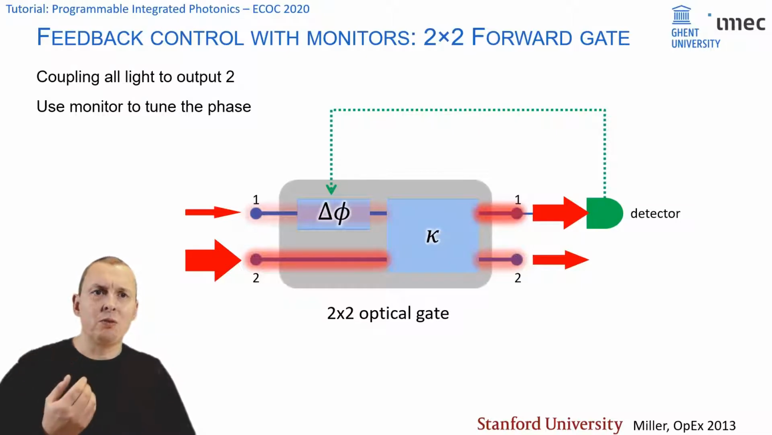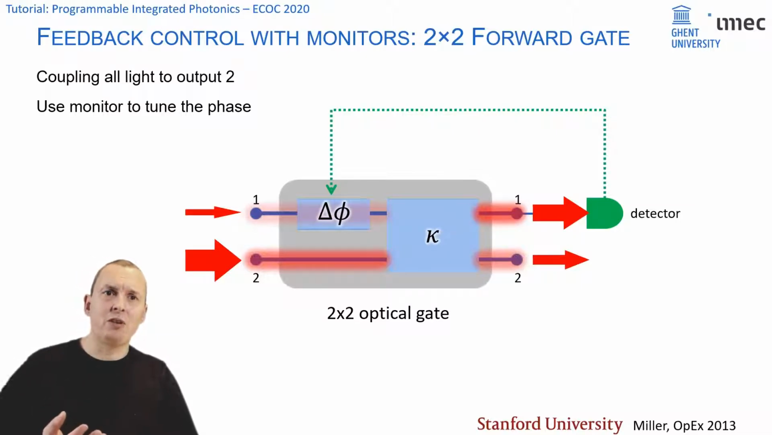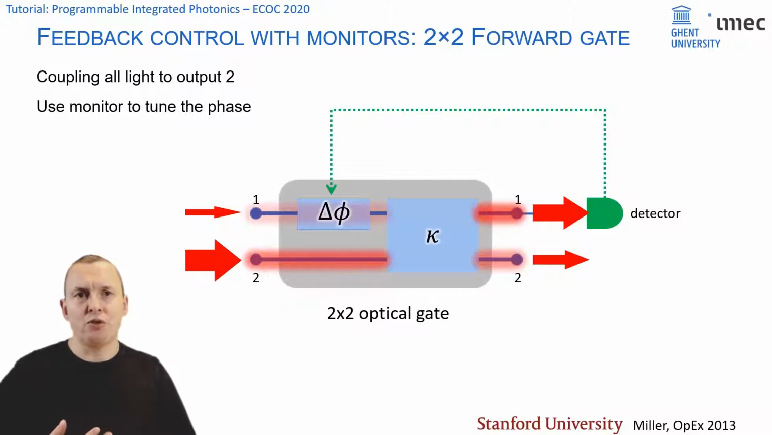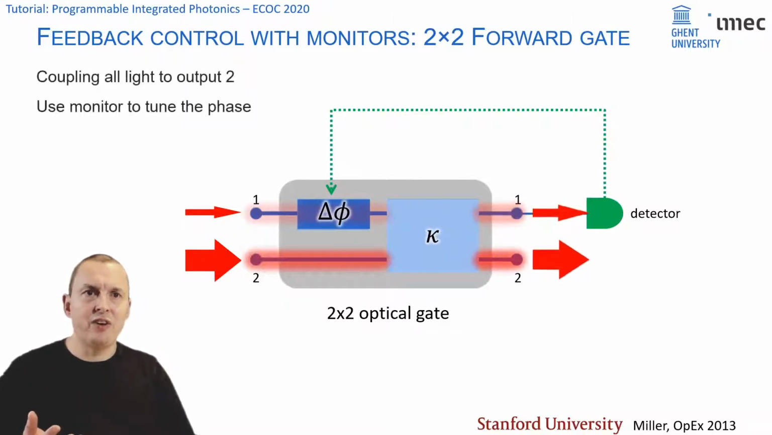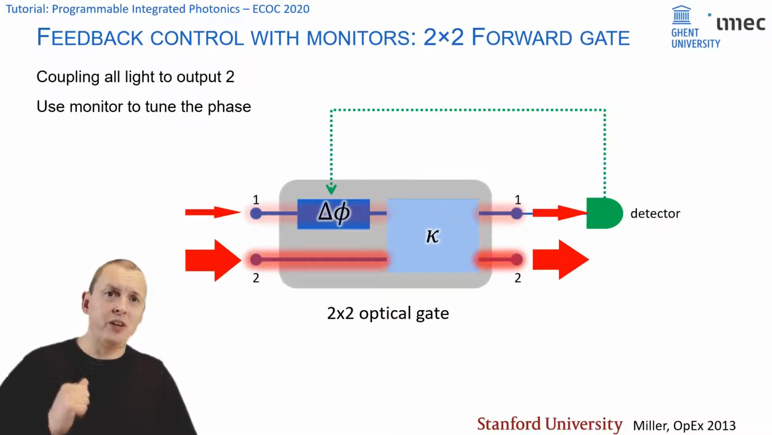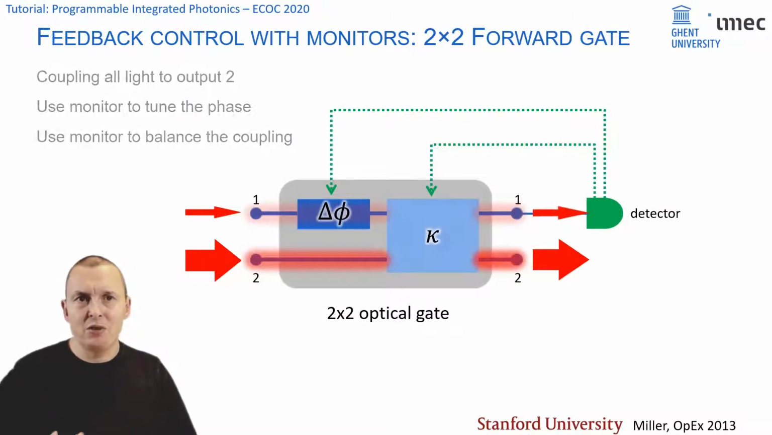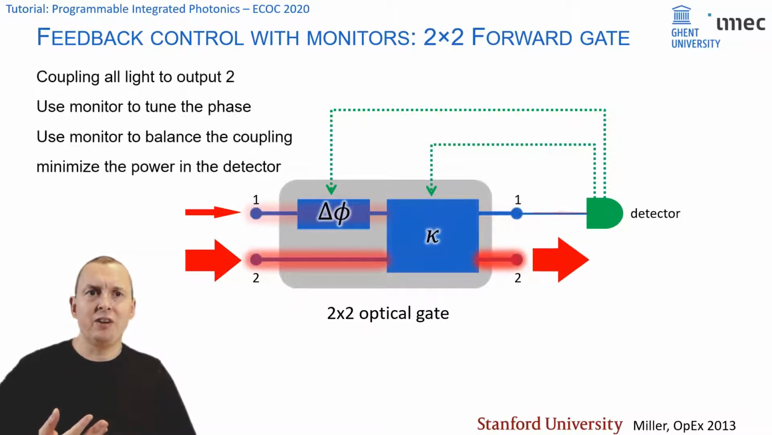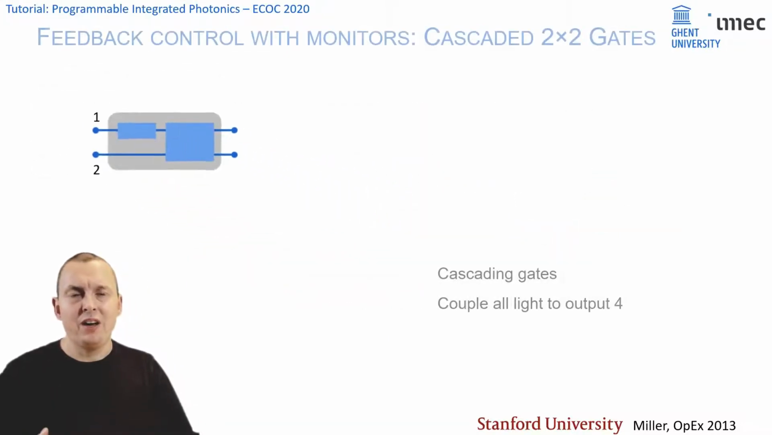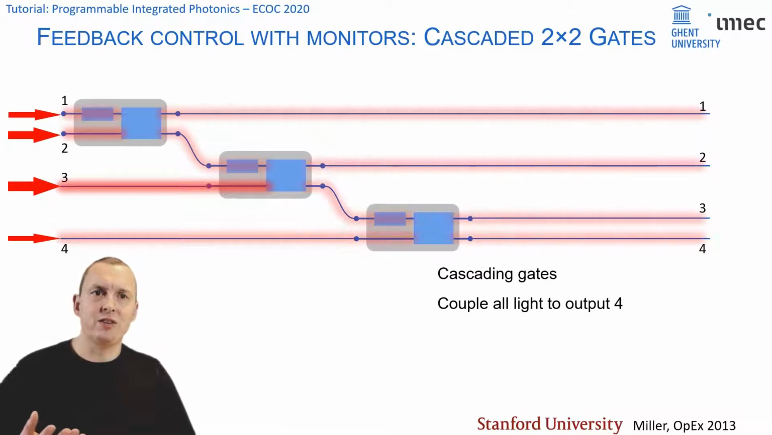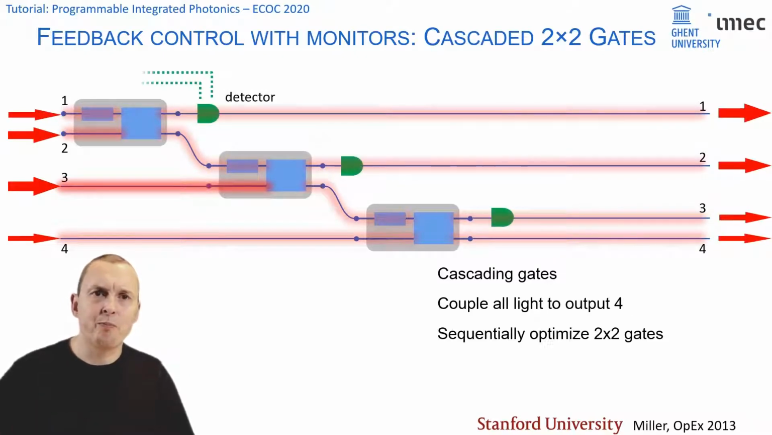Say that we want to direct all the power into the bottom output port 2. Then essentially we can tune the phase to bring these two inputs in antiphase, which couples all the power to the bottom port. So we minimize the detector power to maximize the power in the bottom port, and then we do the same thing by tuning the coupling, which basically balances out the coupling and brings all the power to the bottom port.